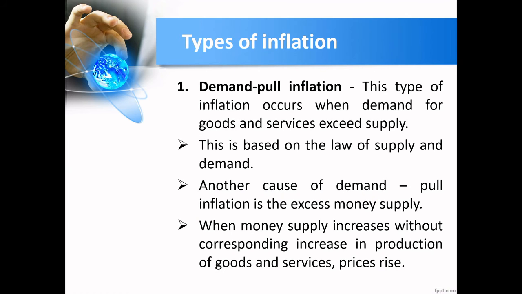So types of inflation, we have demand pull inflation. This type of inflation occurs when demand for goods and services exceed supply. Okay? So this is based on the law of supply and demand. Basta pag dumami yung demand, tapos kukunti yung produce, automatic yan, magkakaroon ng inflation, tataas kasi yung presyo niya eh. Diba? Kasi kukunti lang yung supply. Another cause of demand pull inflation is excess of money supply. So yan yung isang problema dyan.